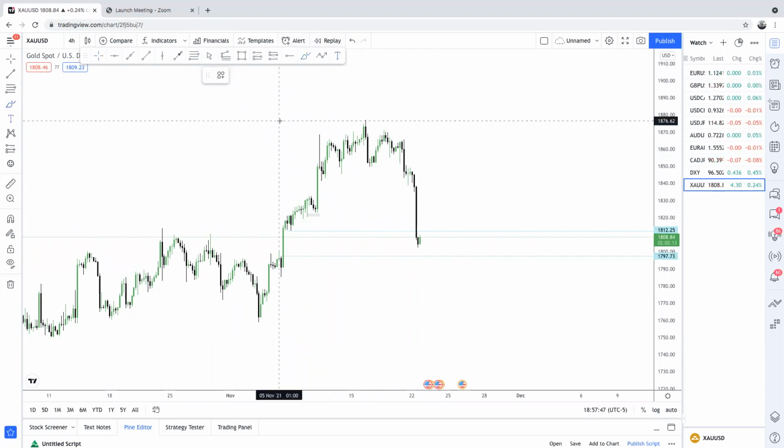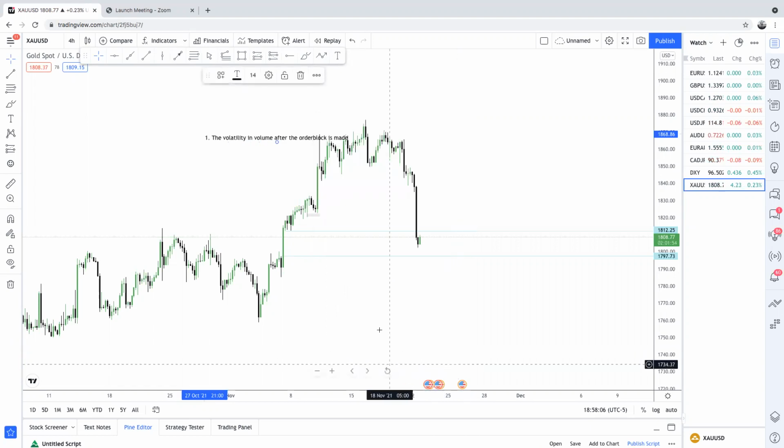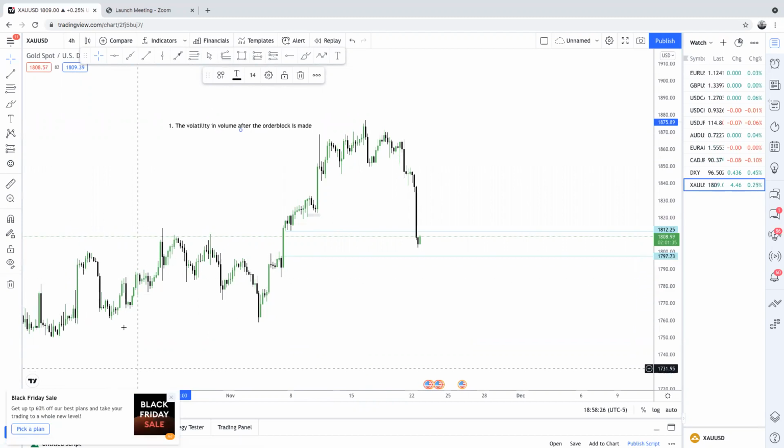So I have two rules. One, volume: the volatility in volume after the order block or supply and demand zone is made. That's your first rule. You want to see a big engulfing up close or a big engulfing down close candle after the demand area or the supply area is made. The volume after needs to be big, nice, clear volume.